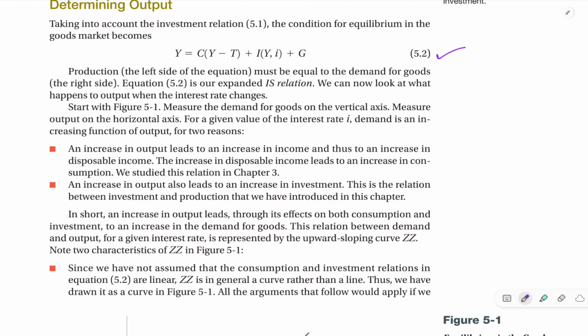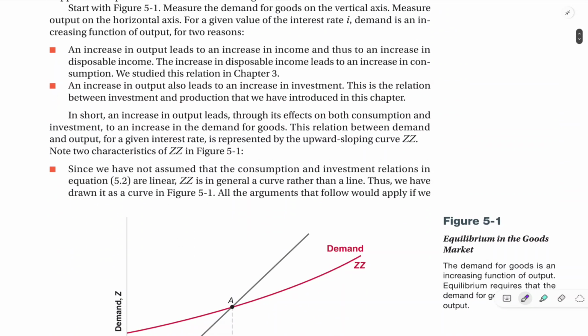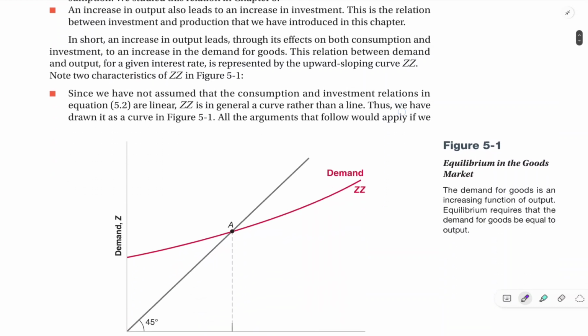The increase in disposable income leads to an increase in consumption. We studied this relation in chapter 3. An increase in output also leads to an increase in investment. This is the relation between investment and production that we have introduced in this chapter. In short, an increase in output leads, through its effects on both consumption and investment, to an increase in the demand for goods. This relation between demand and output for a given interest rate is represented by the upward sloping curve ZZ.